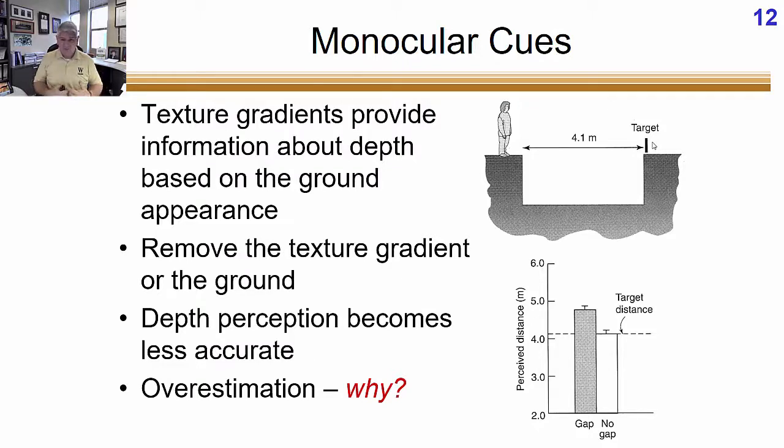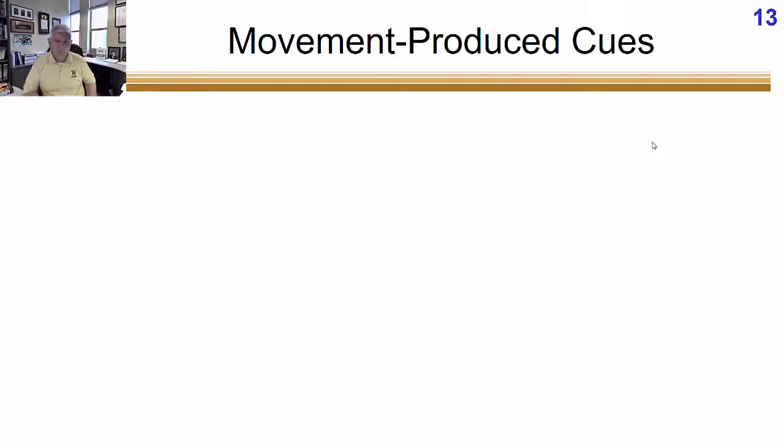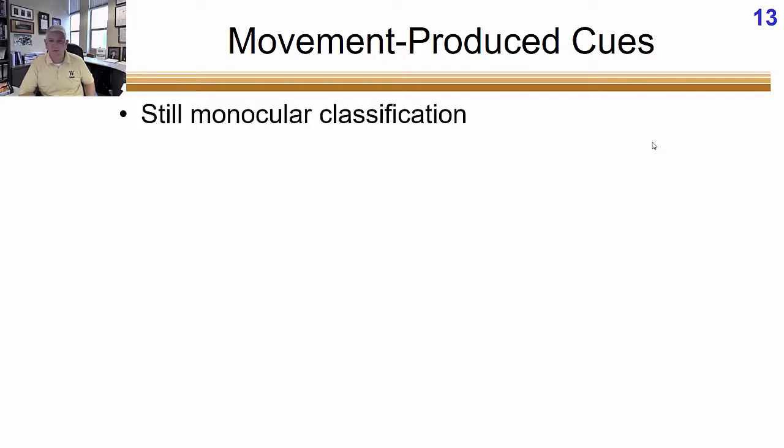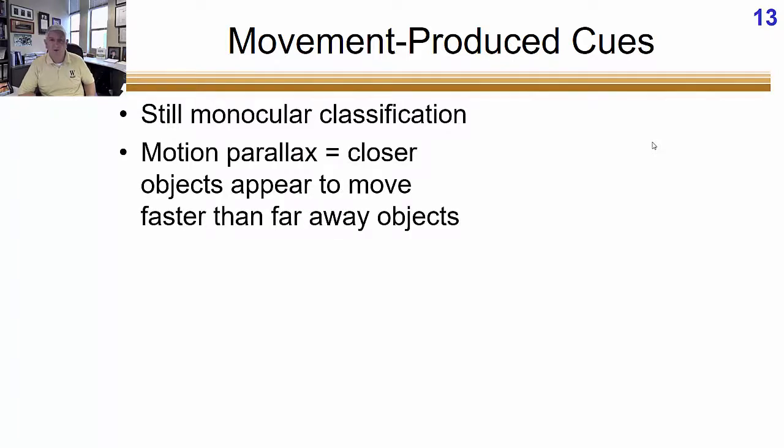So there's sort of an evolutionary advantage into overestimating if we can't perceive depth. All right, there are some movement produced cues on depth. This is still monocular. You still only need one eye to see these. And the first one we're going to talk about is motion parallax.